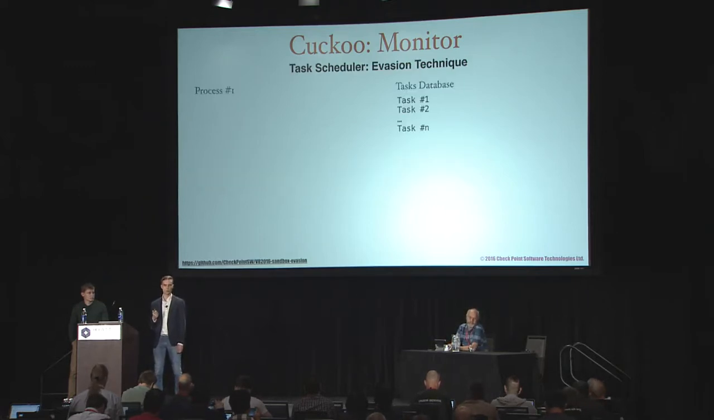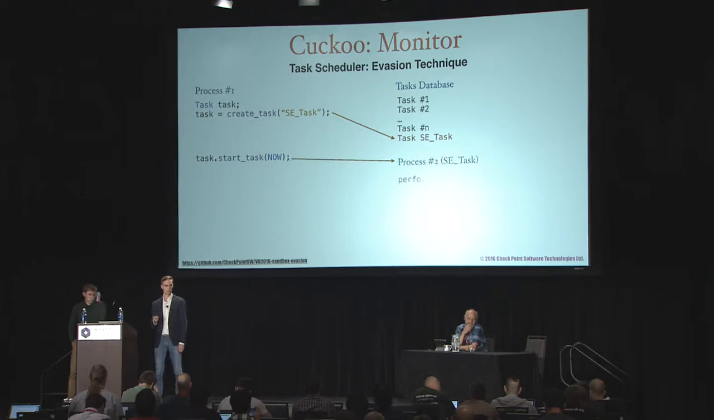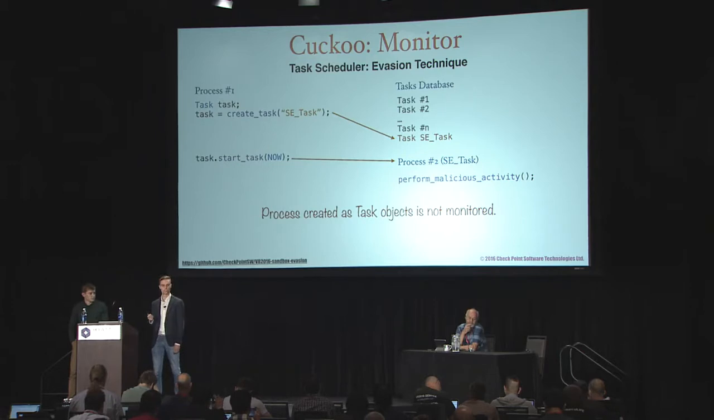So we have a malicious process named process1, and we have a task database. In the process, we create a new task named SE task. And after that, we start that process. And we can perform any malicious activity we want because processes created as task objects are not monitored by Cuckoo.